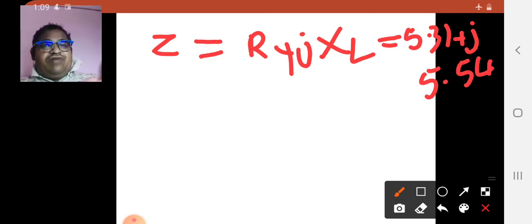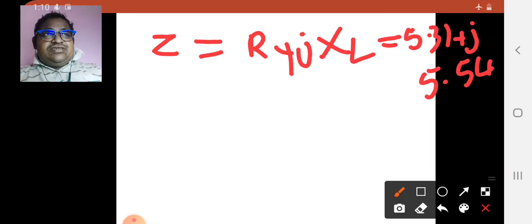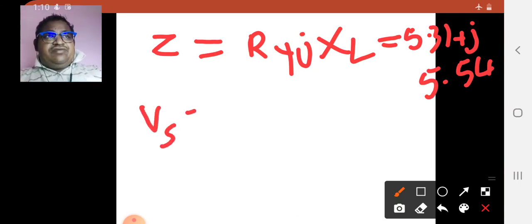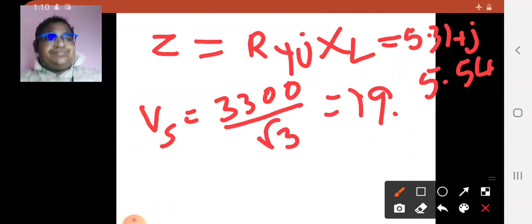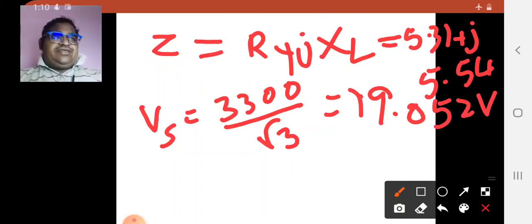Next, what is the sending end voltage? Vs is equal to 33,000, as he has given. You need to find the per phase value, because it is a three-phase line. Hence it is 33,000 by root 3, which is 19,052 volts.